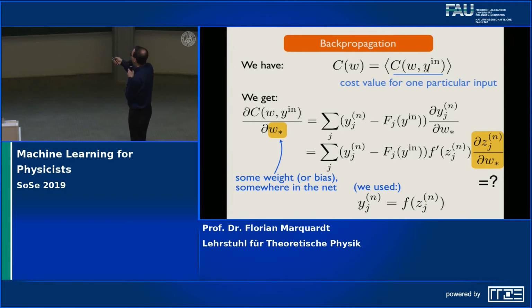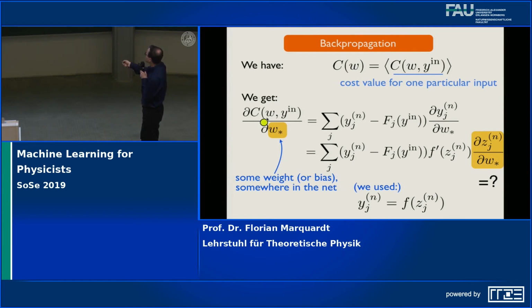Okay. So now I want to take the derivative of this cost function with respect to some particular weight. So I always denote this by W star. This is one of the weights in the network. It may sit down at a very low layer, so it may not be directly connected to the output layer. So it is one of the weights in this big set of connections.